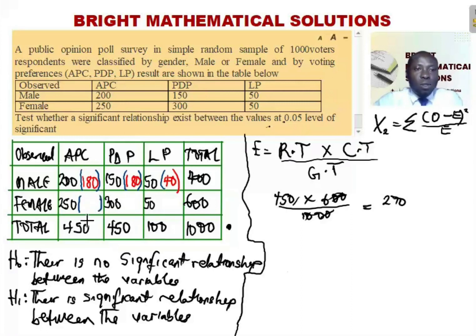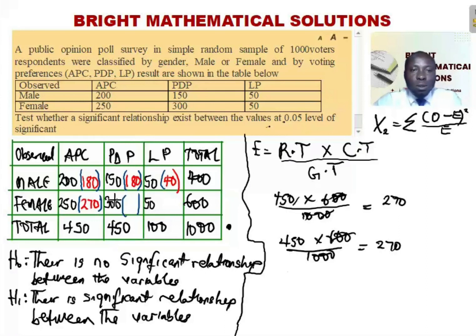So 270. So for the next one, that is for 300, that is 450 multiplied by 600 over 1000. So it seems it's the same thing. So this gives me 270. So coming back here, so that will be 270. Please remember to demarcate with brackets, or you prepare a different table entirely for the expected.